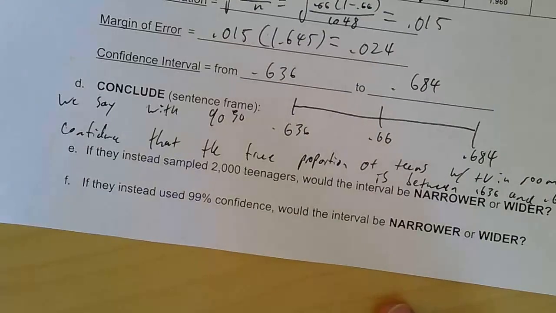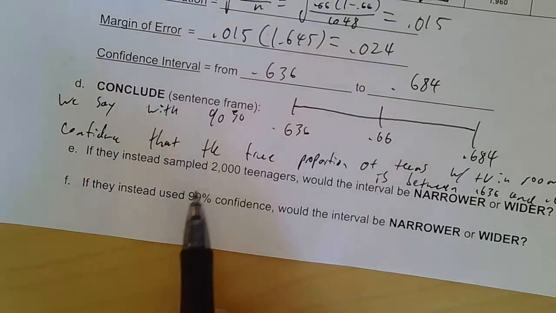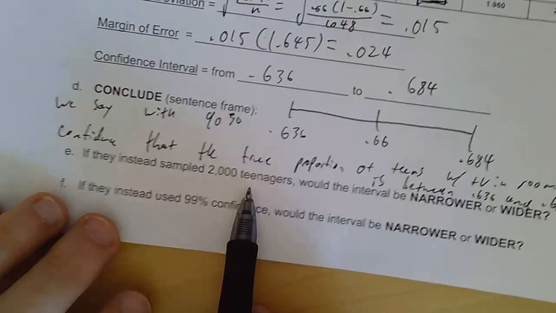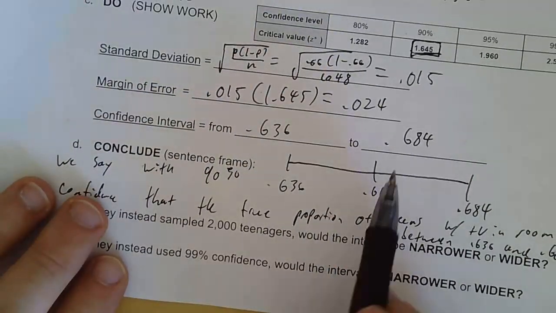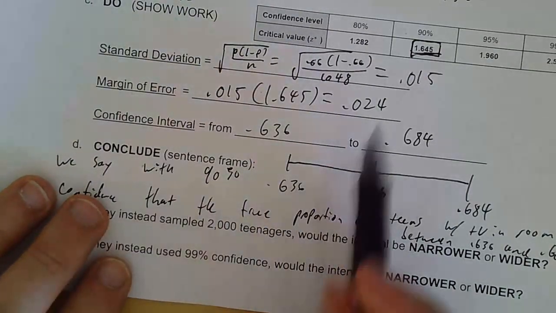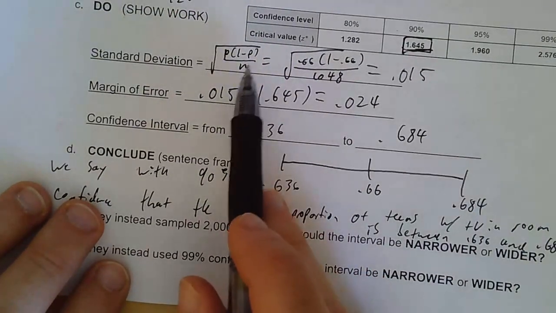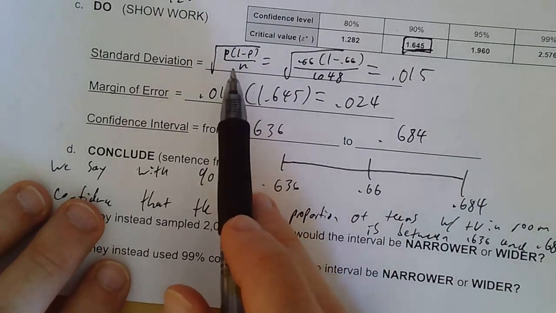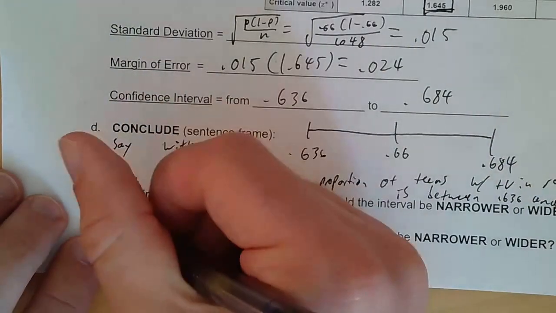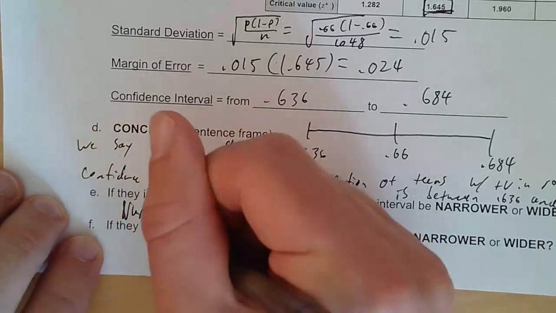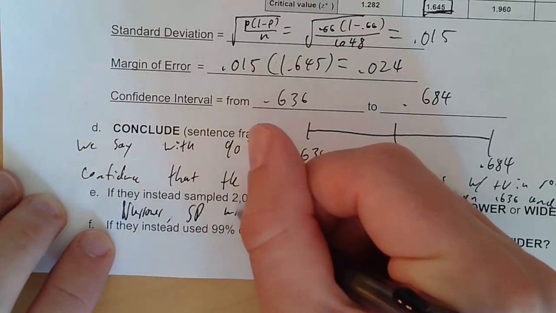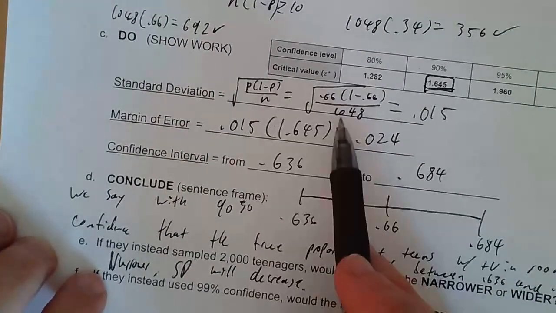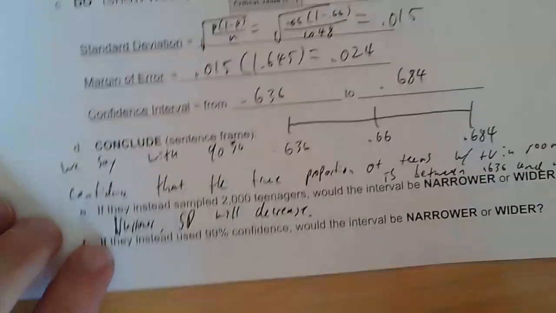Let's look at E and F. So if they had instead sampled 2,000 teenagers rather, and let's assume that proportion stayed the same. What's going to change here? Well, what's going to change is that standard deviation. You're going to be dividing by a bigger number. So it's actually going to get narrower because the standard deviation will decrease because you're dividing by a big number. Instead of dividing by 1048, you're going to divide by 2000. It's going to decrease.